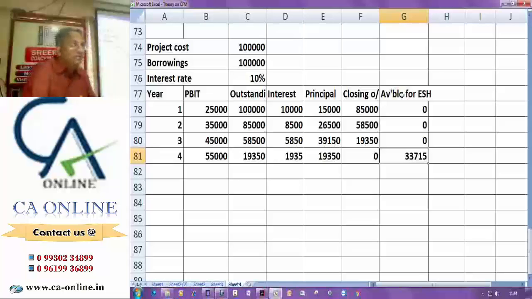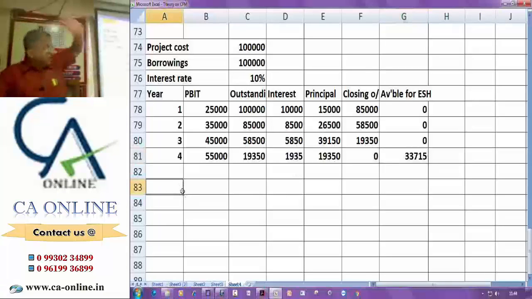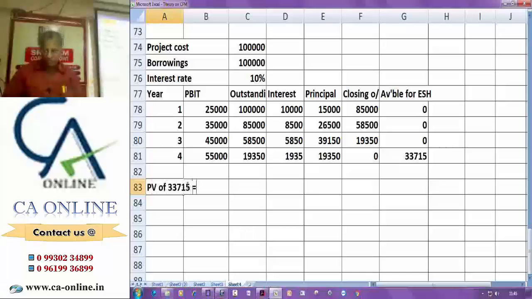Have you got it? Now, what is this 33,715? This I am getting 4 years later. What is the present value of this 33,715? Present value of 33,715 is equal to 33,715 divided by 1 plus 10% to the power 4. Am I right?